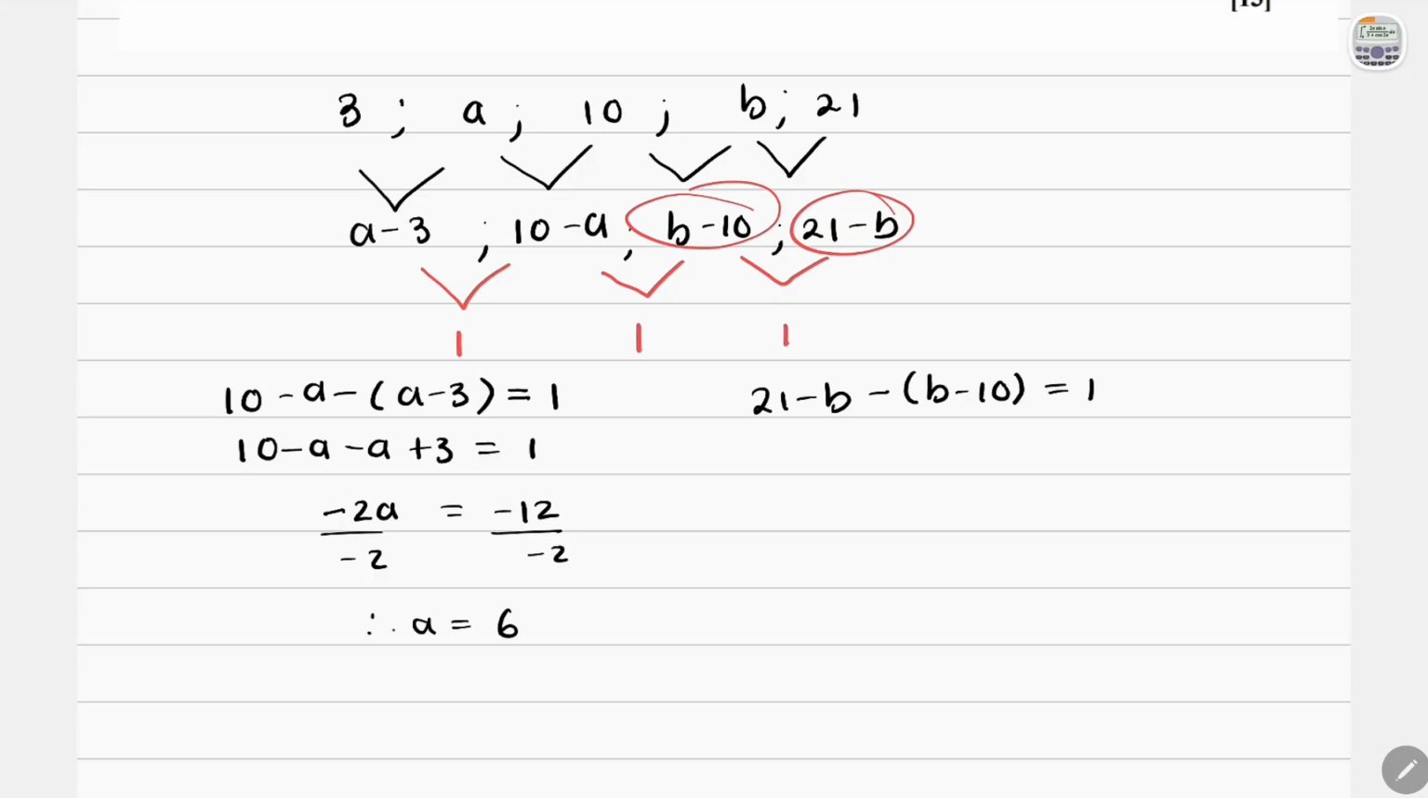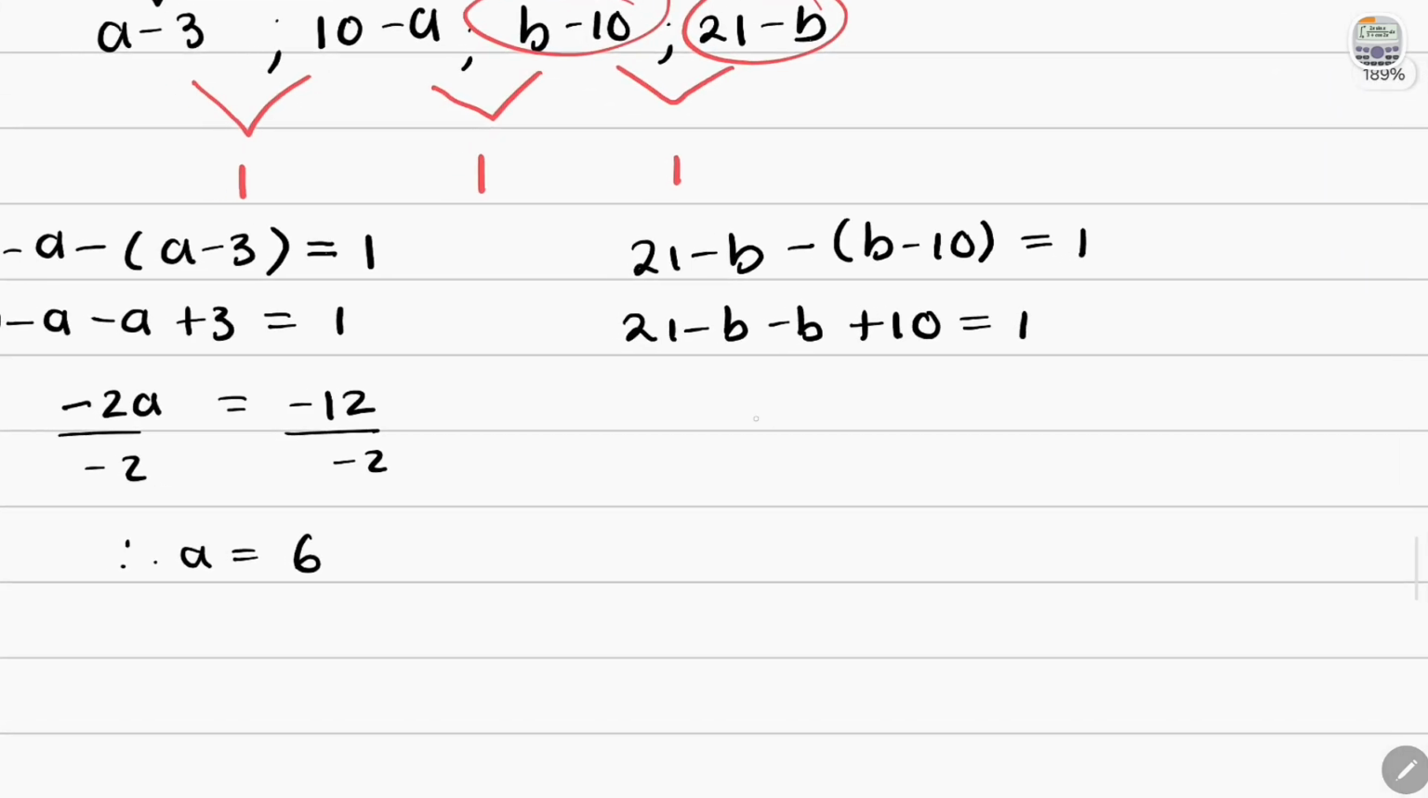And you just solve for b. So 21 minus b, that becomes plus 10 is equal to 1. With b on one side, that is negative 2b is equal to 21 plus 10, which is 31. If you transpose it, it becomes negative 31. So that's 1 minus 31, which is negative 30. Divide both sides of the equation by negative 2. b is finally equal to positive 15.